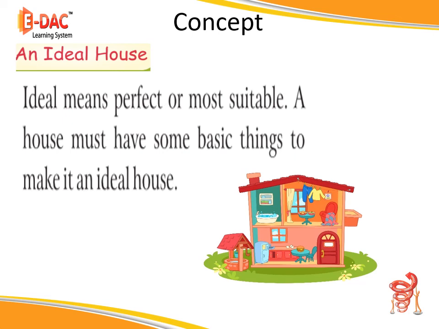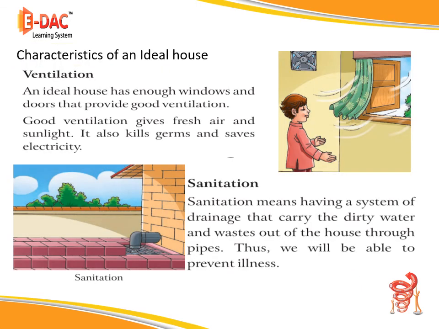So what is an ideal house? An ideal house is where we have a proper place to stay, a clean place to stay with open windows and having open air around. So that is the most suitable house. Let's see, do we have that or not, and what makes a house a most suitable and an ideal house? So let's study the characteristics of an ideal house. What are the characteristics of an ideal house?